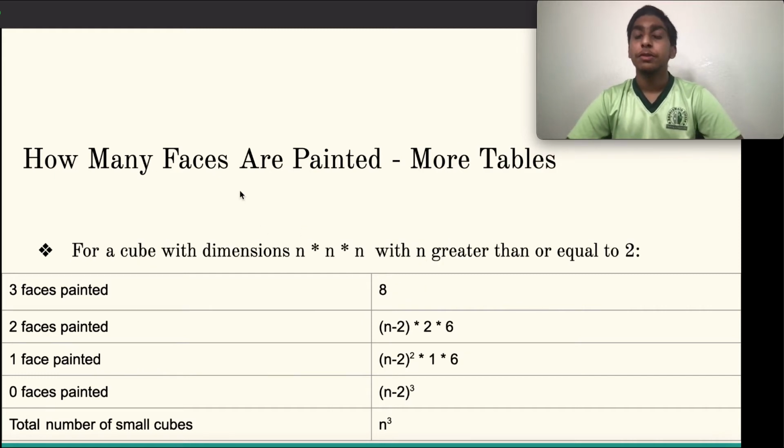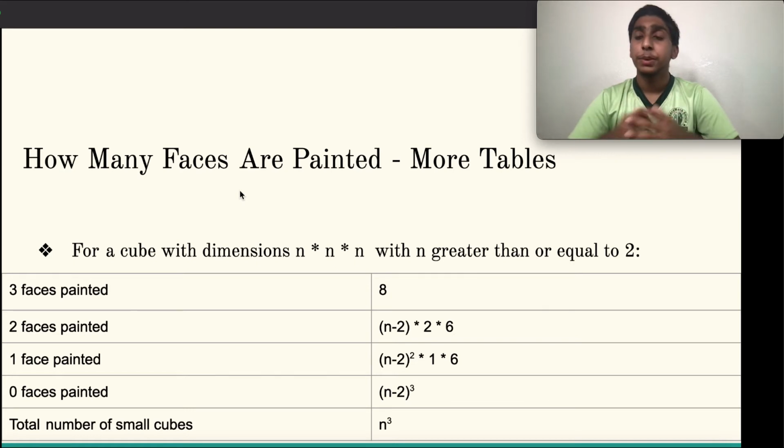For a cube with dimensions n times n times n. So we originally have these dimensions m times n times r. But since all the dimensions in a cube are the same, we can simply write it as n times n times n, or n cubed. And n must be greater than or equal to 2. You can see that this is a constraint that just keeps coming over and over. N, or your variable in any case, has to be greater than or equal to 2. For the number of cubes with 3 faces painted, it's simply 8. For 2 faces painted, it's n minus 2 times 2 times 6. For 1 face painted, it's n minus 2 squared times 1 times 6, which is just the same as times 6.